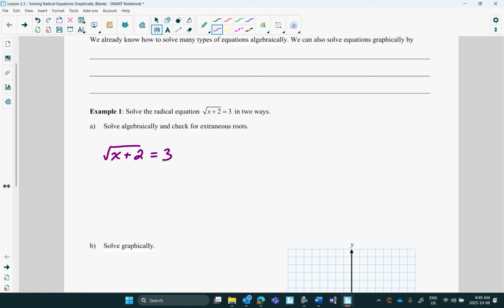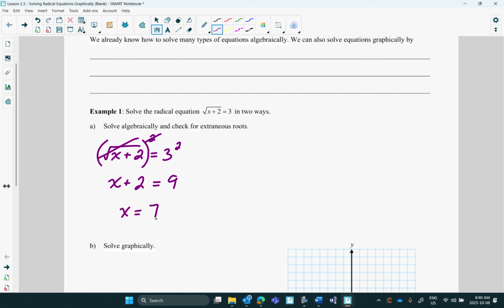Square both sides, get rid of the square root sign. So the square and the square root cancel each other out. And whatever you do to one side, you do to the other. So the equation is now going to look like x + 2, nothing changes inside the square root after you get rid of it, equals 9. And therefore x is 7.